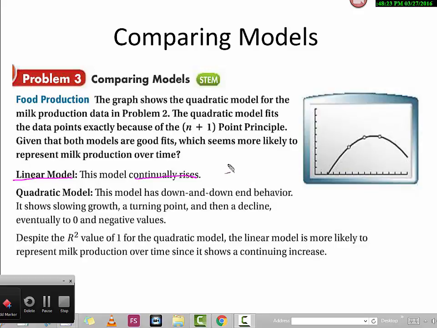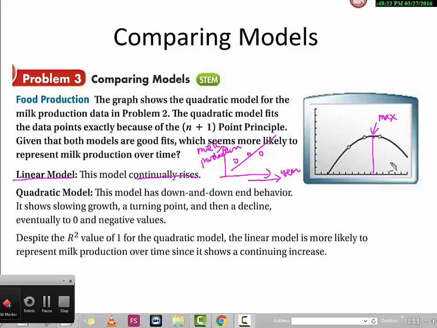In the linear model, they have a line like this, so it represents as years go by. This is the year, this is the milk production. We would think the milk production will continue to rise as the years increase. But when you look at the quadratic model, they're talking about in a particular year, after this maximum point, the milk production will start to decrease.